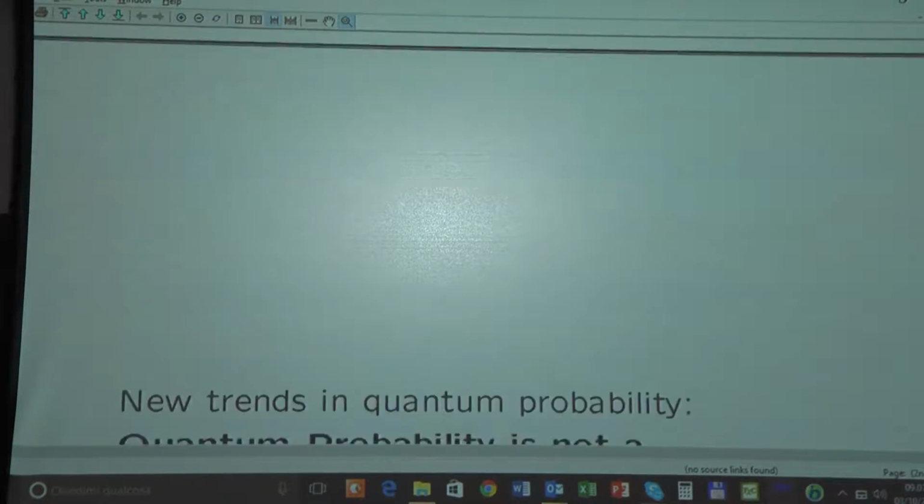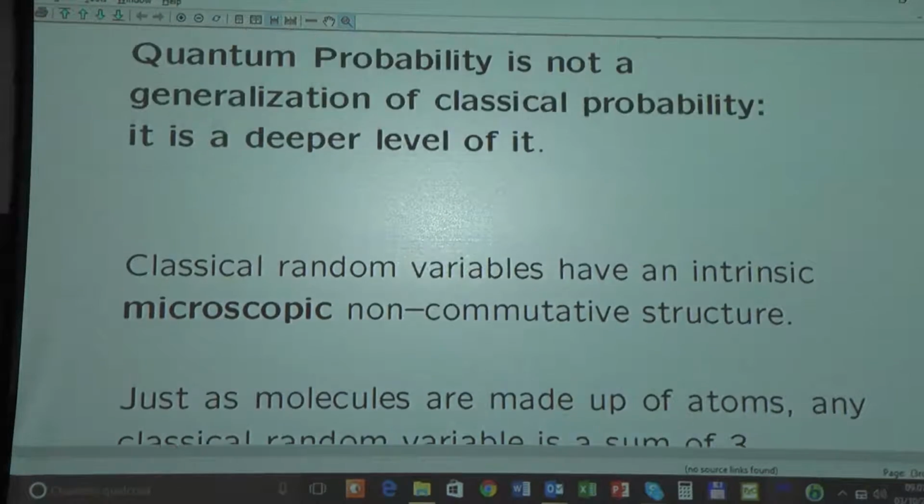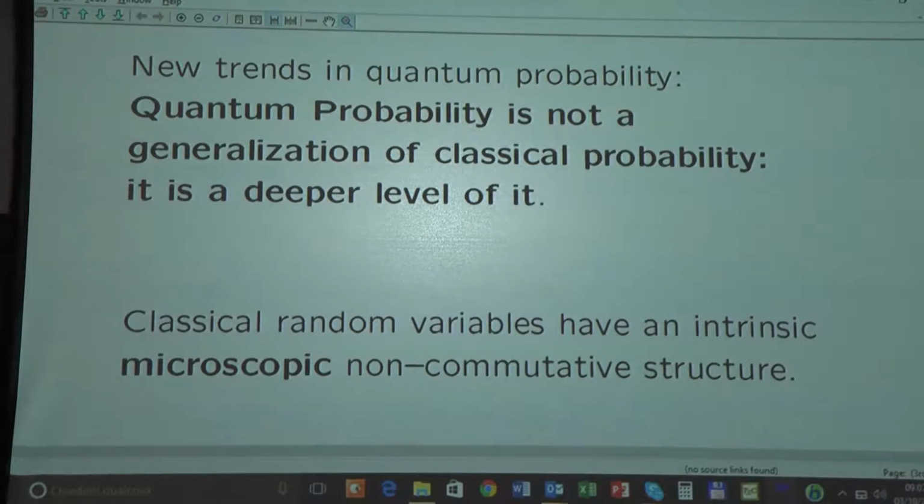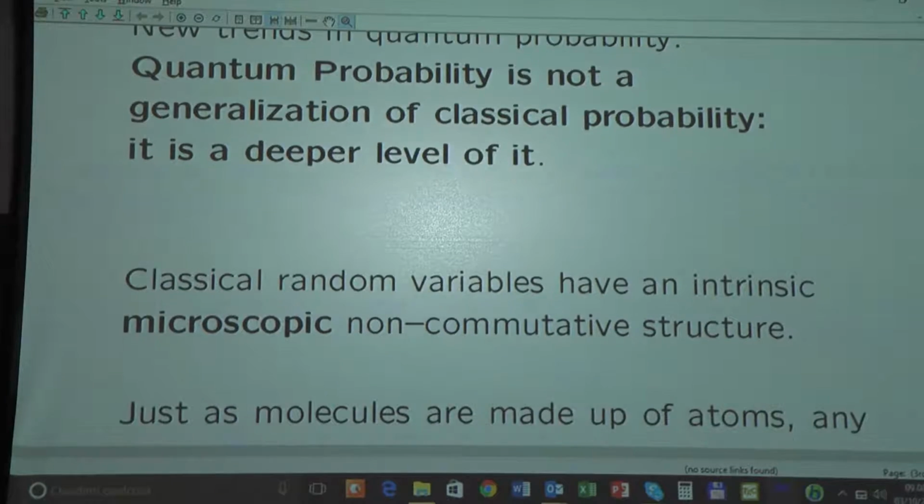Okay? What is the new trend? The new trend is this. Quantum probability is not a generalization of classical. It's a deeper level. This means that if you take an absolutely classical random variable, you must arrive at non-commutativity. So I emphasize, the point of view is completely different. Not to put non-commutativity in by hand, but to deduce non-commutativity from commutativity. Okay? You will see what I mean.